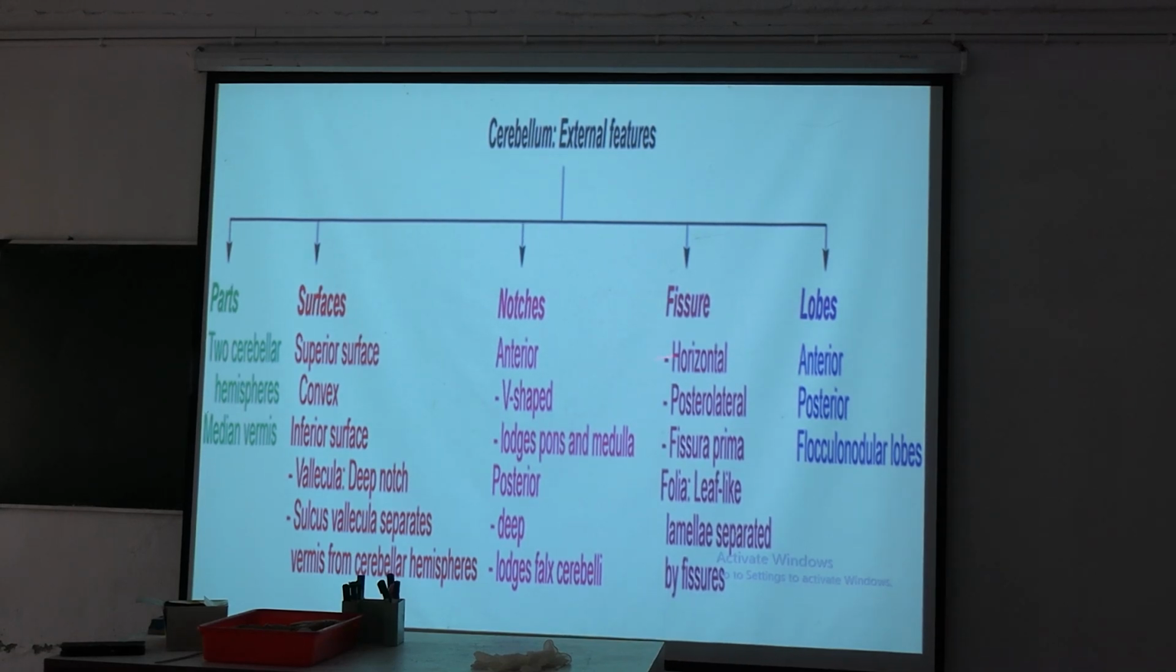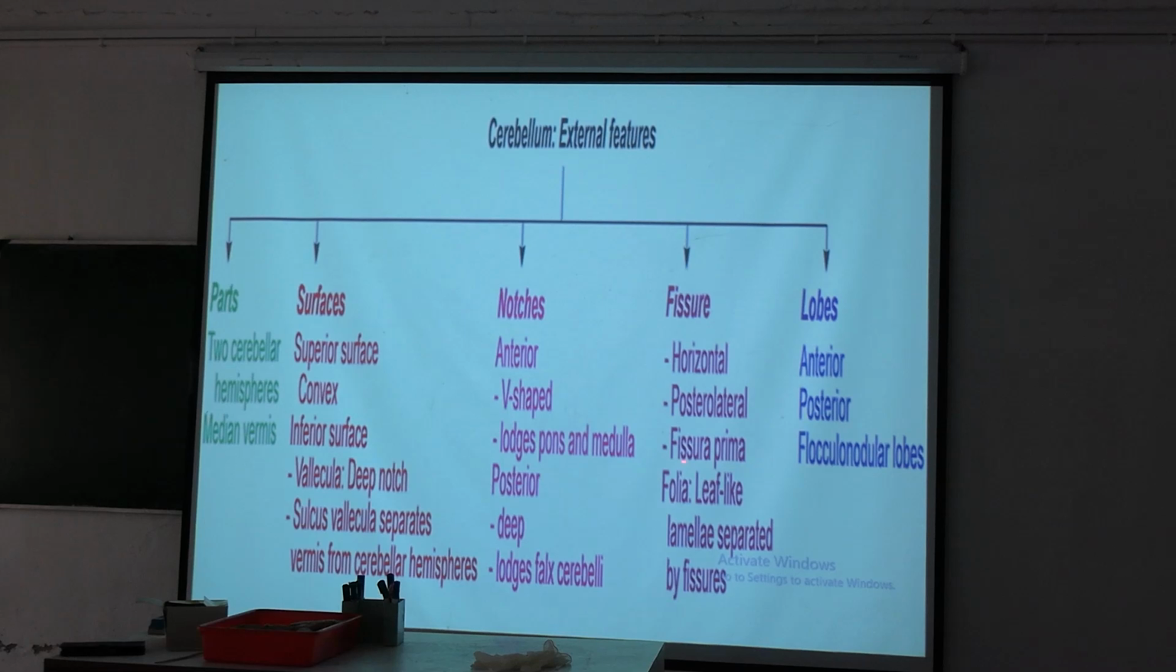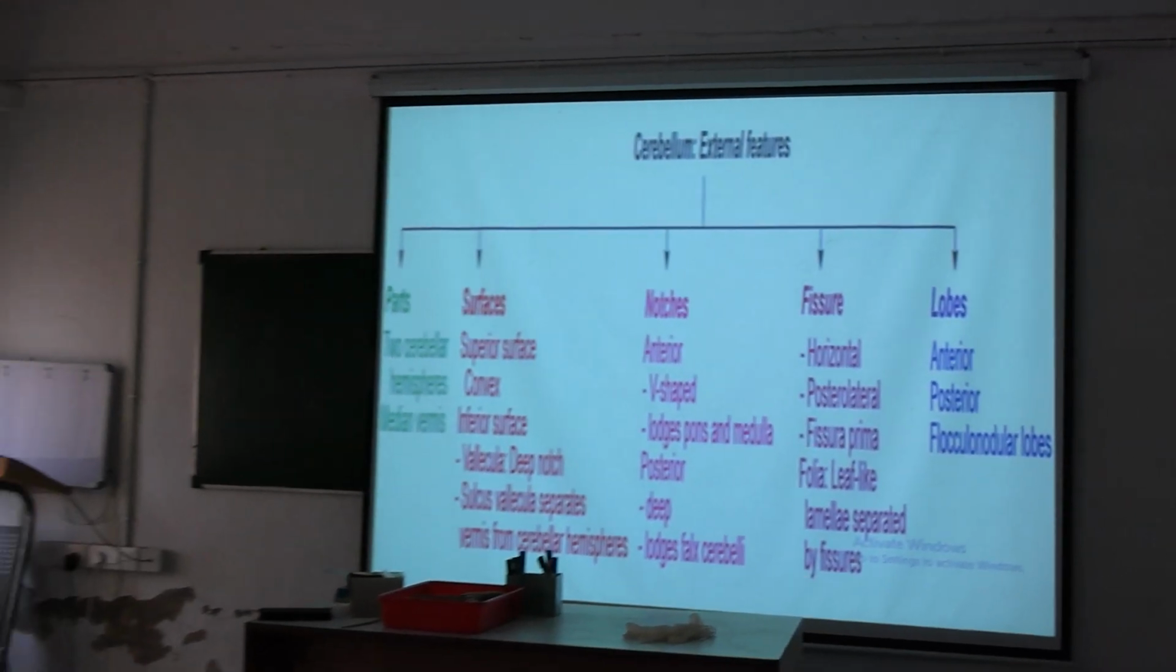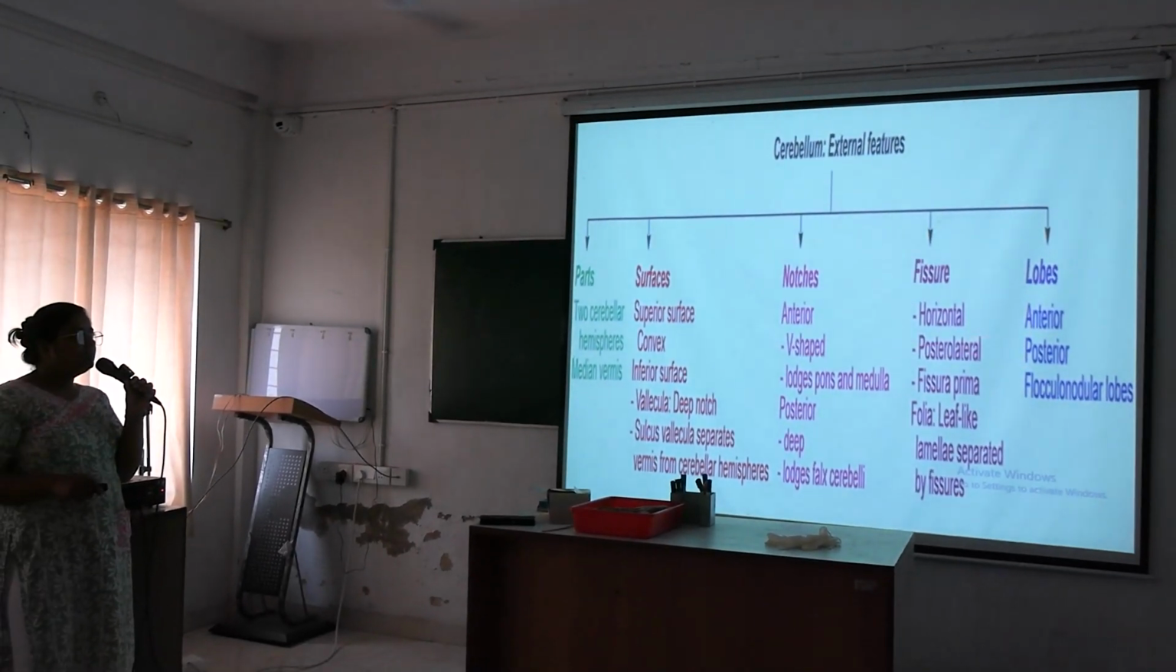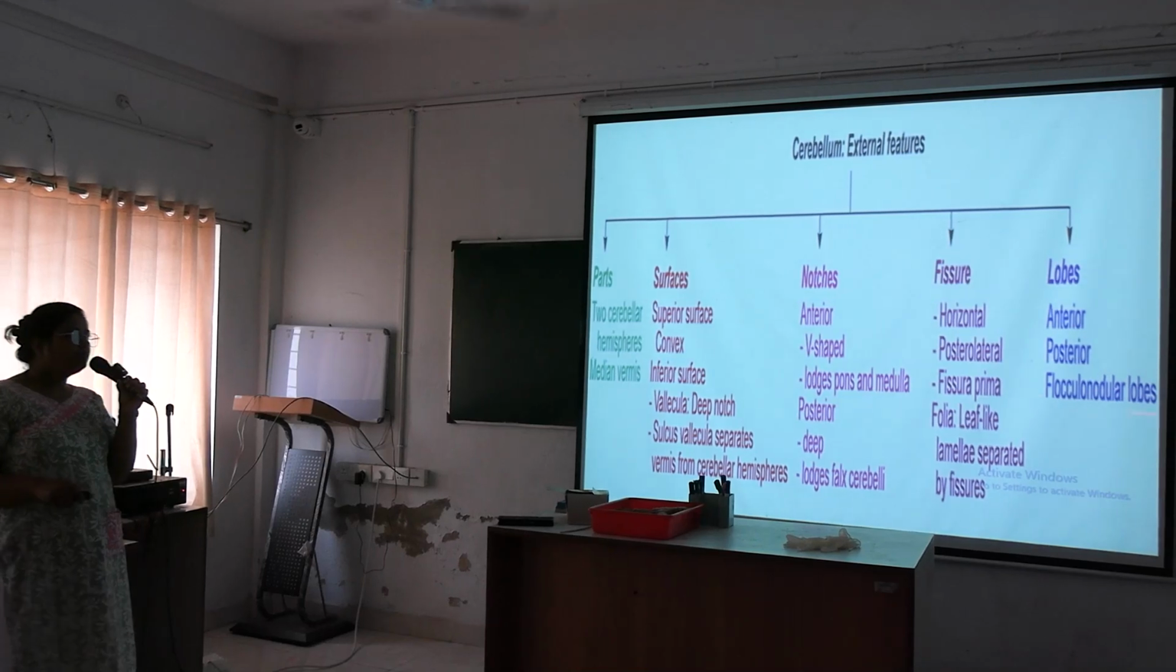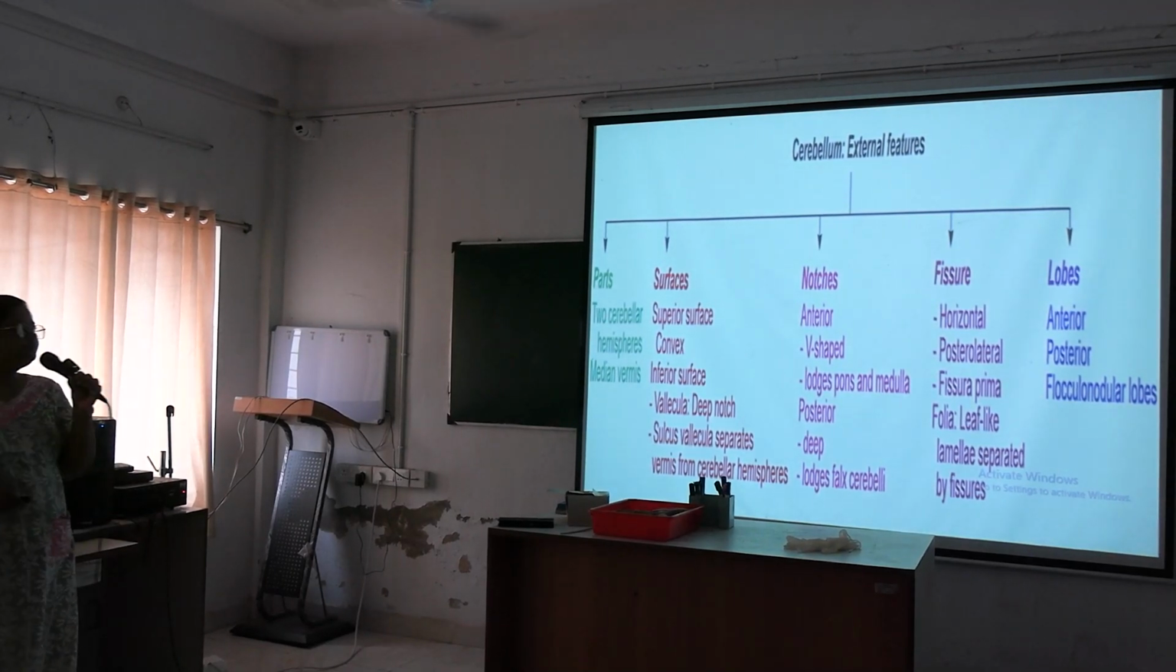Fissures: three fissures are there: horizontal fissure, posterolateral fissure, fissura prima, and folia, leaf-like lamellae separated by the fissures. These are known as folia. And three lobes are there: anterior lobe, posterior lobe, flocculonodular lobe. Okay.